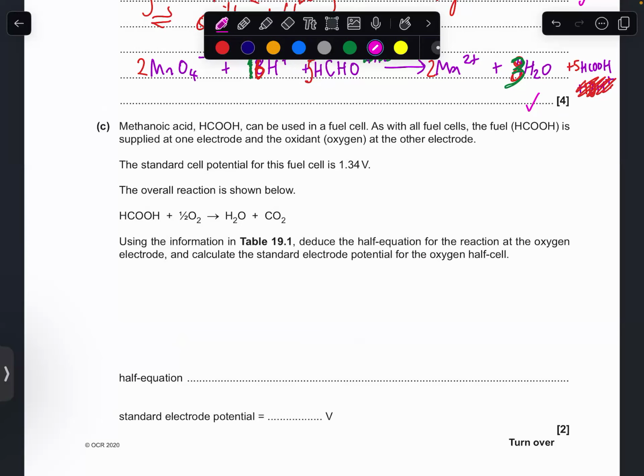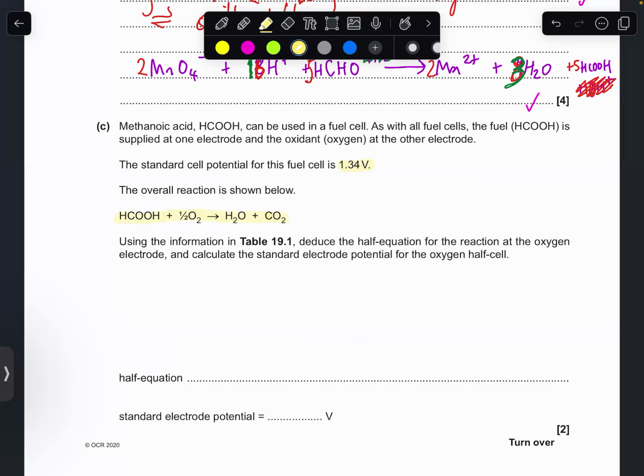So a fuel cell uses chemical energy from a reaction of a fuel with oxygen to create a voltage. That's the definition. So here methanoic acid can be used as a fuel cell. As with all fuel cells, the fuel is supplied at one electrode and the oxygen at the other electrode. The standard cell potential for this is 1.34. You've got the overall equation.